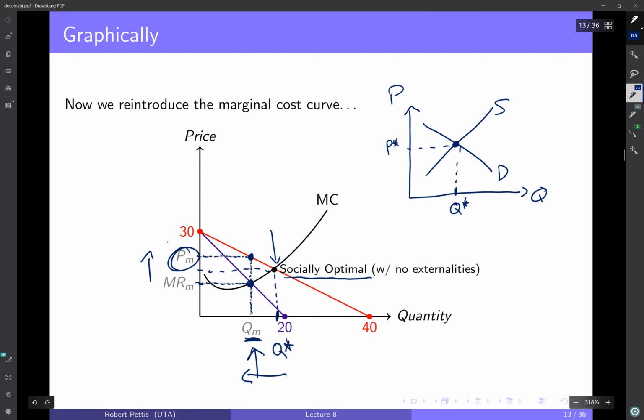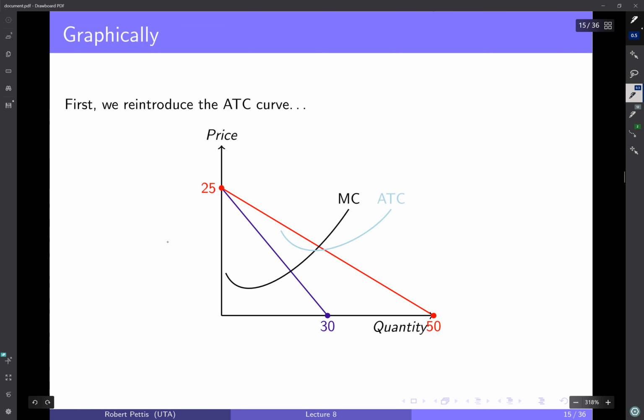Our price would be somewhere right about here if we were being socially optimal, but we're charging a higher price, and we're able to charge that higher price because we have a smaller quantity. Okay, so let's add another curve in here.